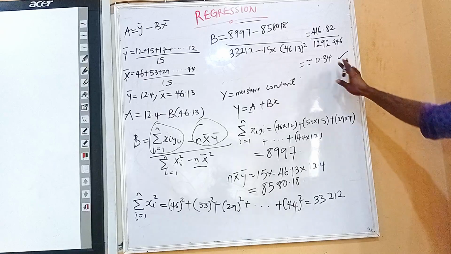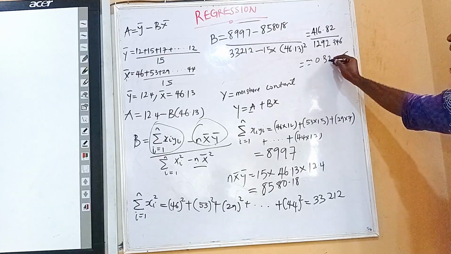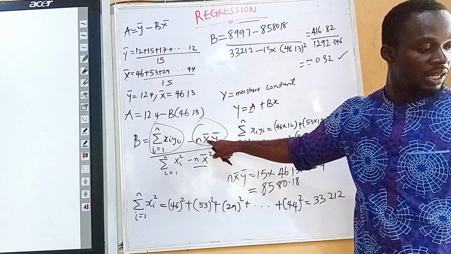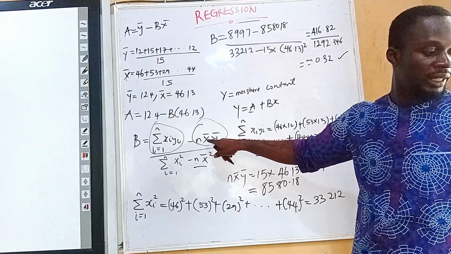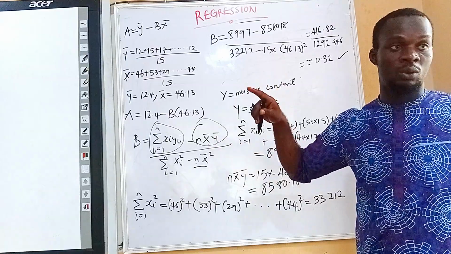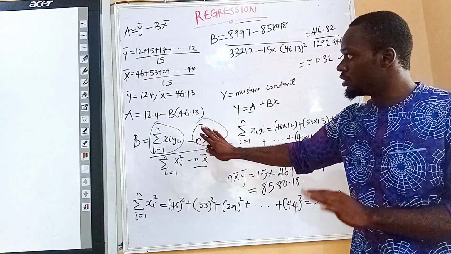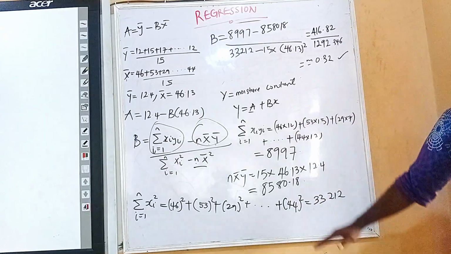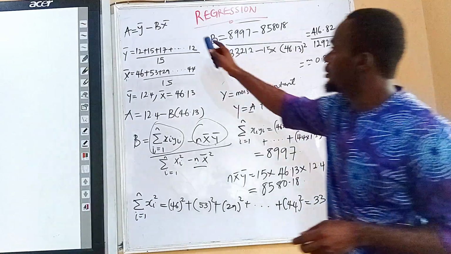So from the material, you see that they did 46.13 times 186. Let me explain what they did, but this is how to do it. Can you hear? Yes.